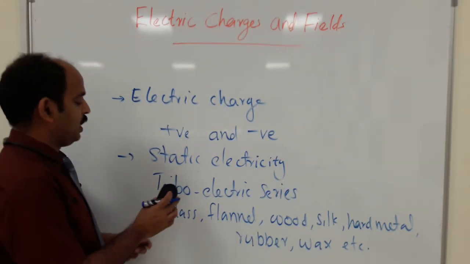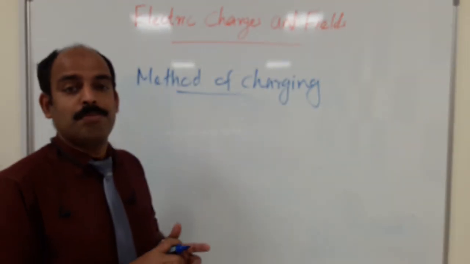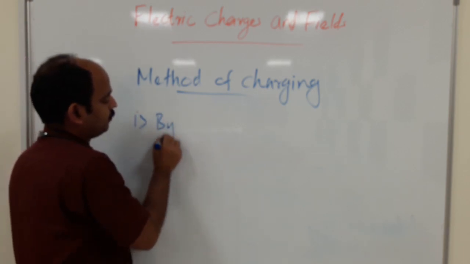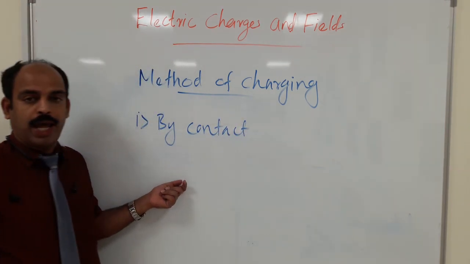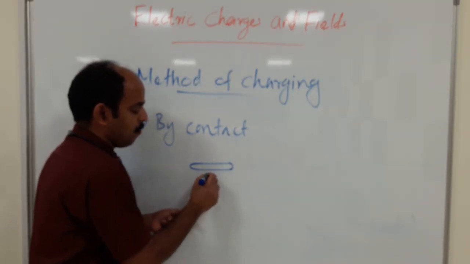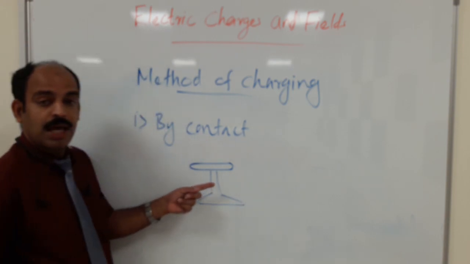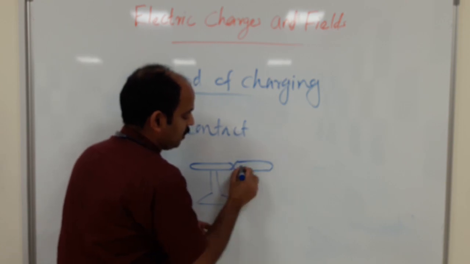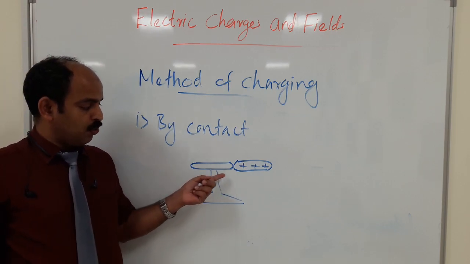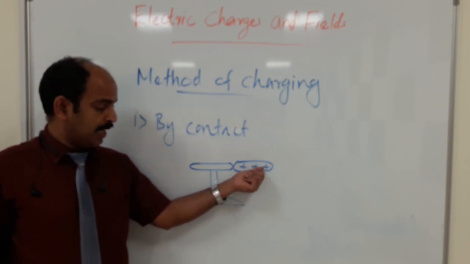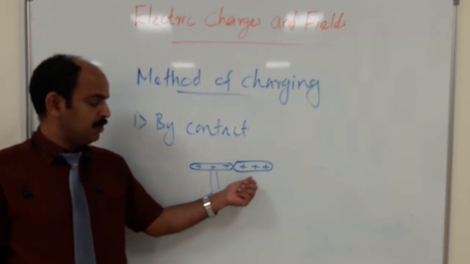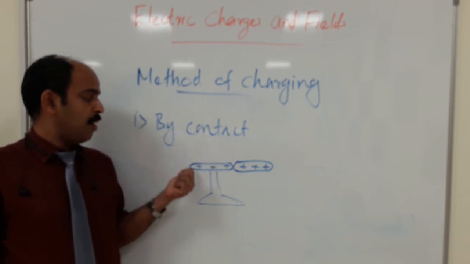Clear? Now we have the methods of charging. There are two methods for charging a material. One is by contact. A material can be charged by keeping a charged body in direct contact with it. Here, this is the material I want to charge, so what I have to do is bring a charged body and keep it in contact with it, so that the same charge is transferred to this body. So this is by contact.